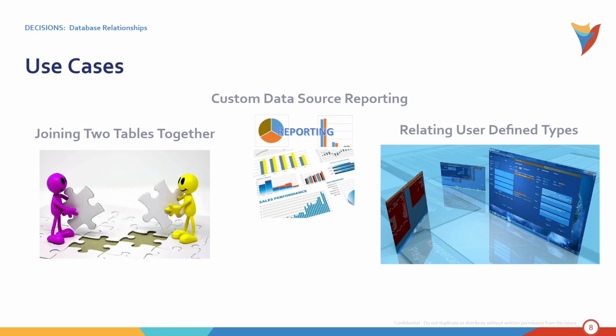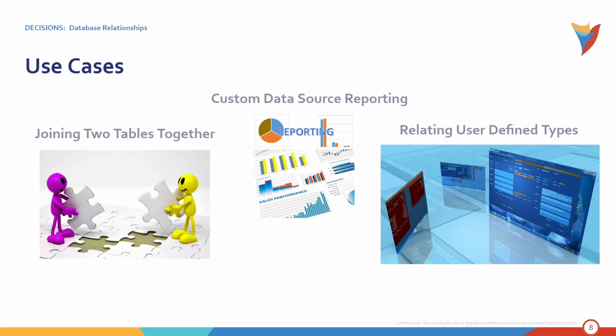All right, what are the use cases for this? Well, if you ever need to join two tables together and they must be related because they paint the story, that's one of the reasons why you'd want to do this. You can do this with the local connection, which is the database that Decisions is installed against. You can also do this externally with an external database integration. So if you have tables that are related that you want to connect, you can do it with Decisions. Second, you have custom data source reporting. You can say, I want to report over all these three tables because they have related fields that will display the data in a way that's effective for end users.